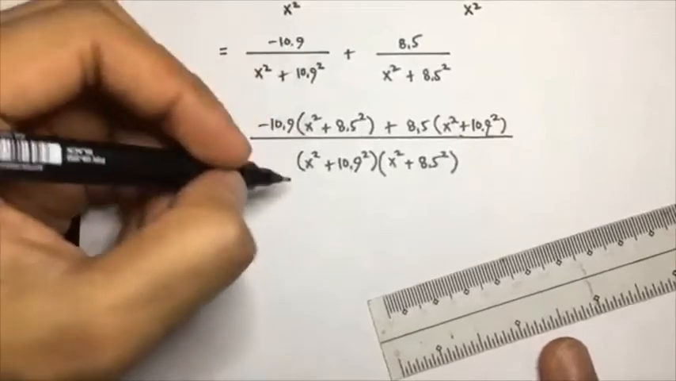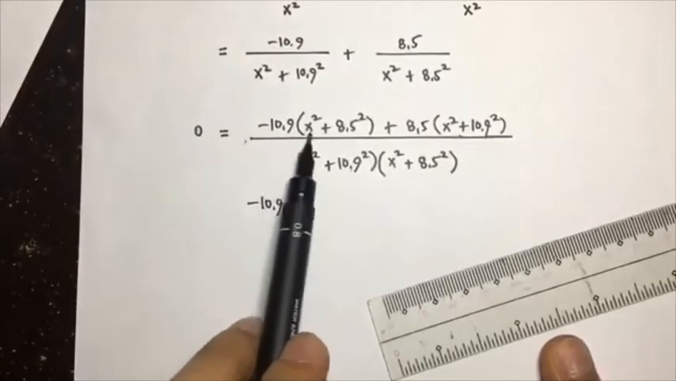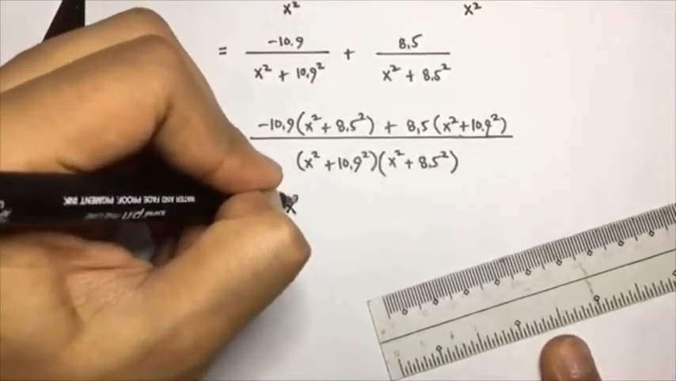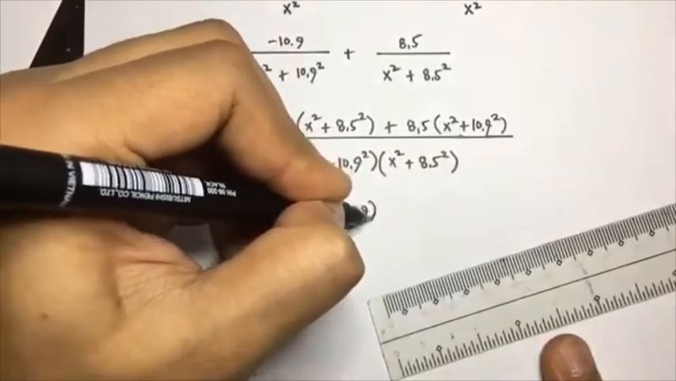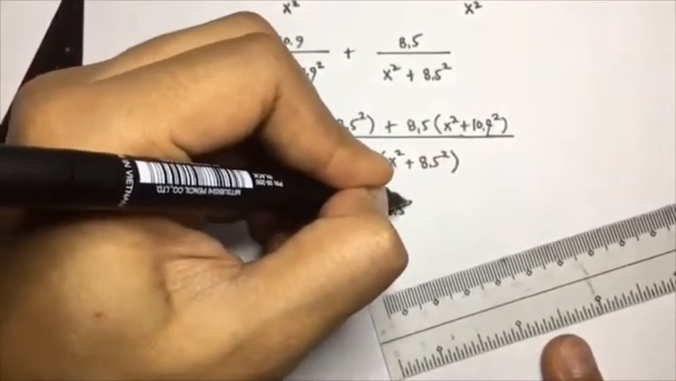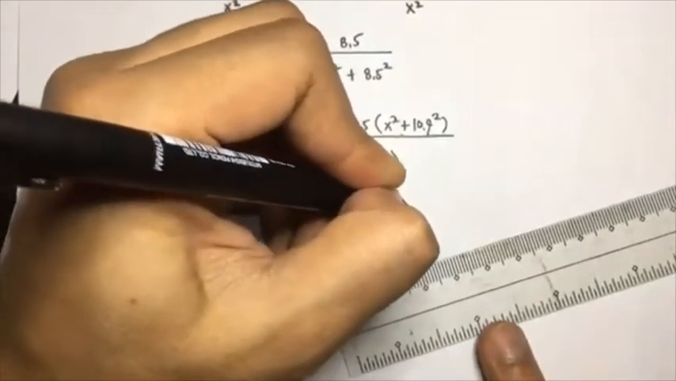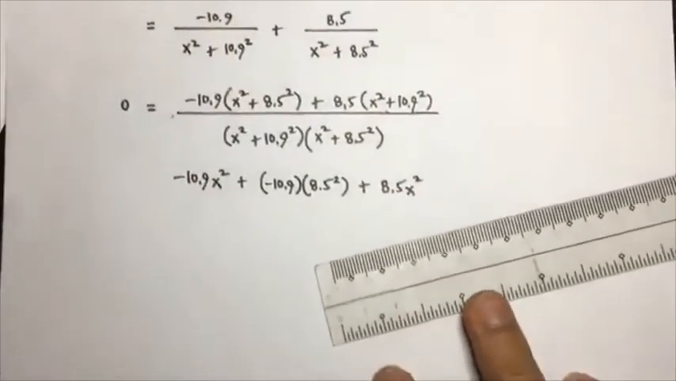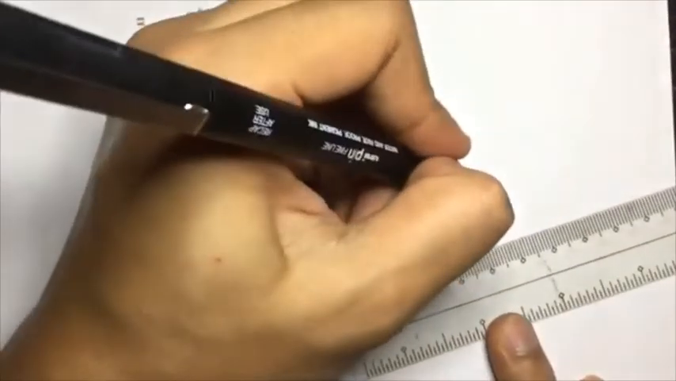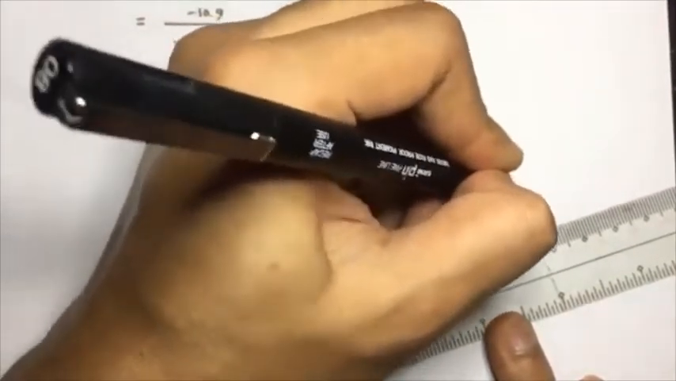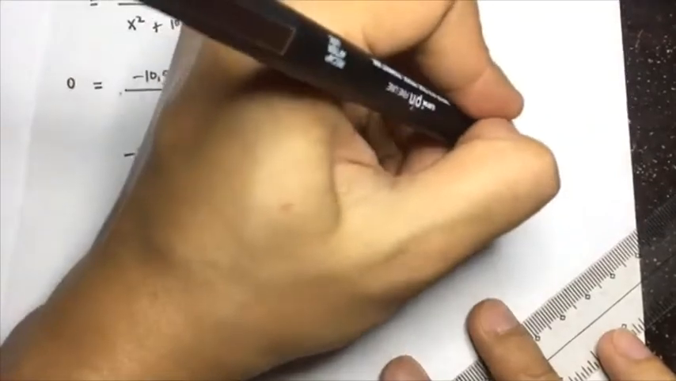Simplifying the numerator, we will have 10.9, so we will distribute. 10.9 x squared plus negative 10.9 times 8.5 squared, plus we have 8.5 x squared plus 8.5 times 10.9 squared. So that is equal to 0.